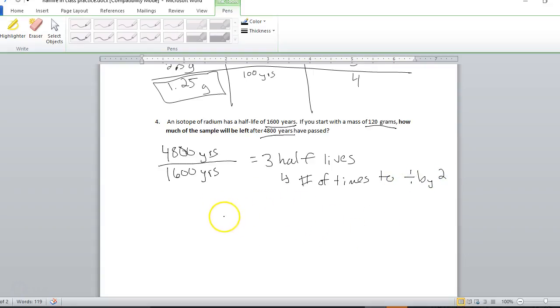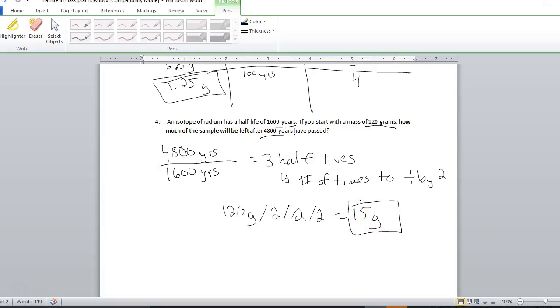Okay, so we start out with 120 grams, and we're going through 3 half-lives, meaning we're going to divide 120 by 2 three times. So 120 divided by 2, divided by 2, divided by 2, and you get a total mass of 15 grams as your answer.